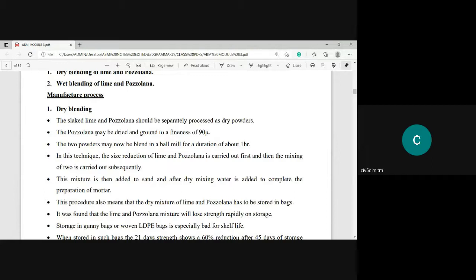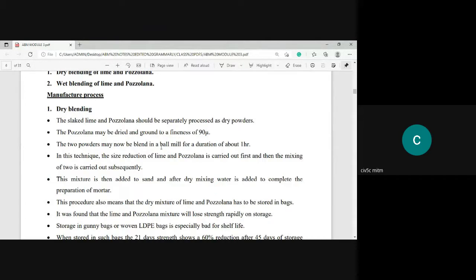The slaked lime, that is calcium hydroxide, and pozzolana should be separately processed as dry powder. That means they should be ground separately first. The pozzolana should be ground or dried to a fineness of 90 micron. The two powders may now be blended in a ball mill for a duration of about 1 hour. After processing separately, those two are blended in a ball mill.